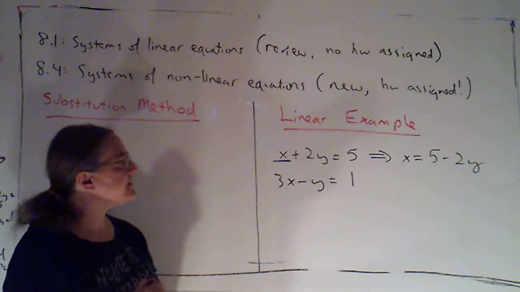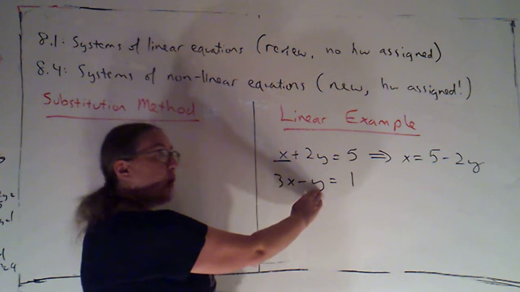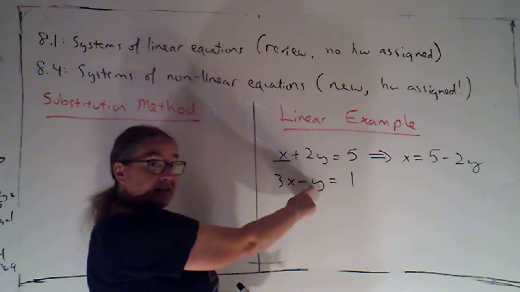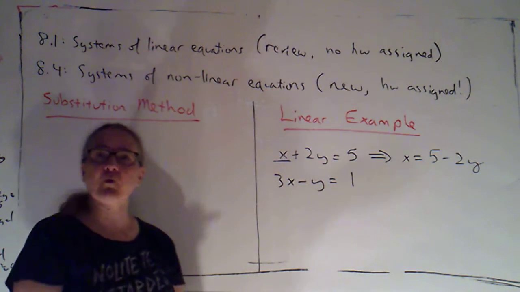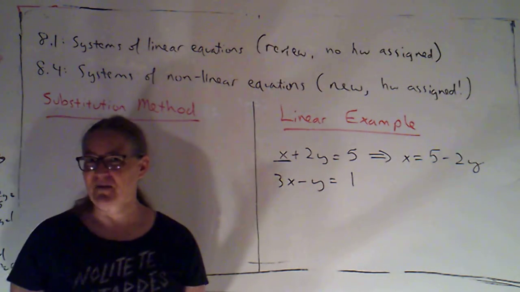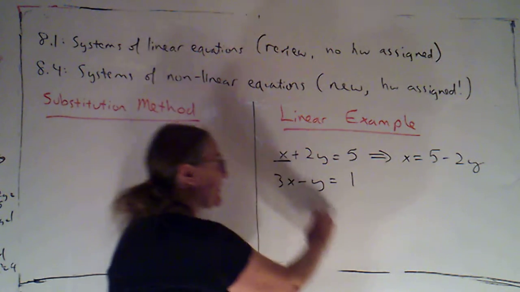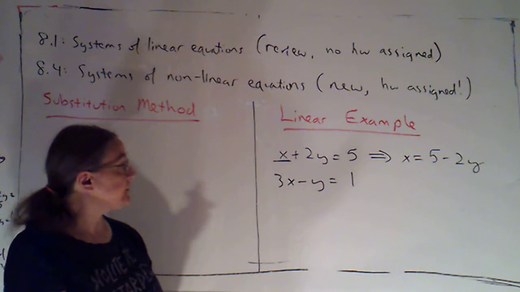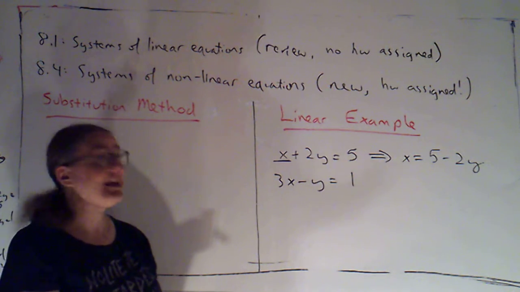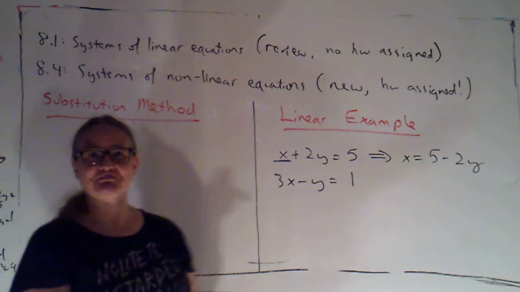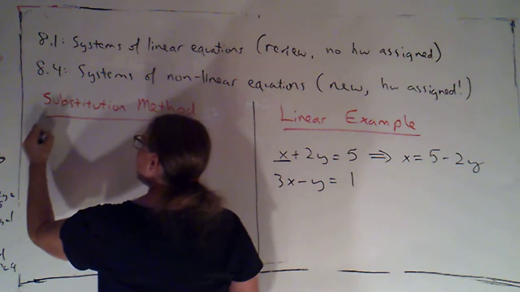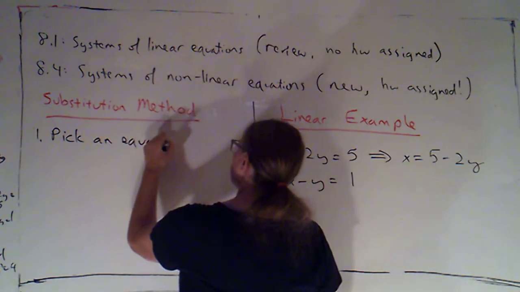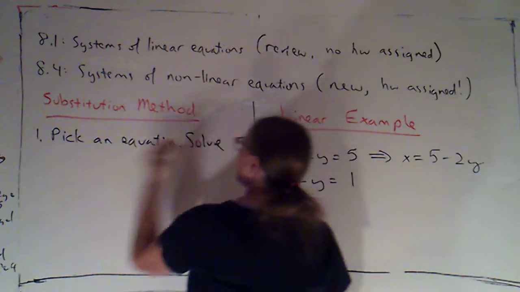I think the other simple choice to make would be to solve for y in this equation. Now, its coefficient is -1, but I could solve for y without introducing fractions. I would have to deal with that negative sign either by moving y to the other side or by multiplying or dividing by a -1, which would change some signs, but I wouldn't introduce any fractions. So step 1 is to pick an equation and solve for one of the variables.